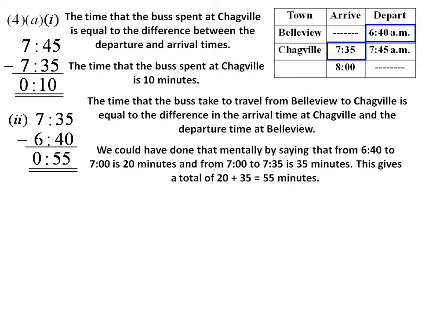Therefore, when we are handling time, if we just use some very simple common sense strategies, then we have no difficulty making the calculation. So from 6:40 to the hour is 20 minutes, and from the hour to 35 minutes is 35 minutes. 20 plus 35 is 55. That's all there is to it.